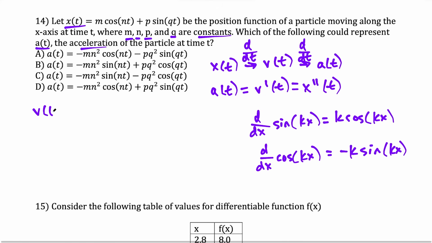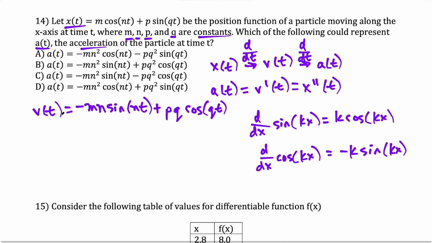So for the velocity function, we're going to take the first derivative of this function here, and we're going to have m times the derivative of cosine, which gives us minus sine. So I'll just make space here. I'll say minus m times sine of nt. But notice they told us here that n on the inside is a constant. So the derivative of nt is n, and that's just going to go in front like this. And then we're going to have plus p times the derivative of sine, which is cosine, and then on the inside we have qt, and then the derivative of qt, using this chain rule variant here, is q. So that brings us to this step.